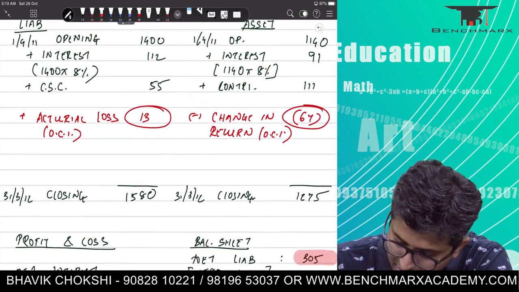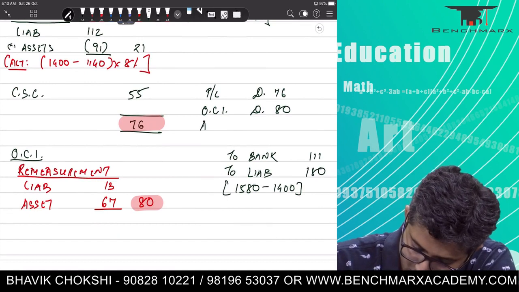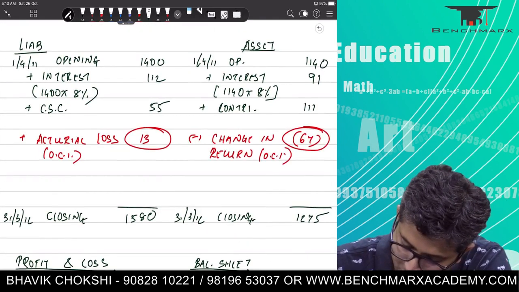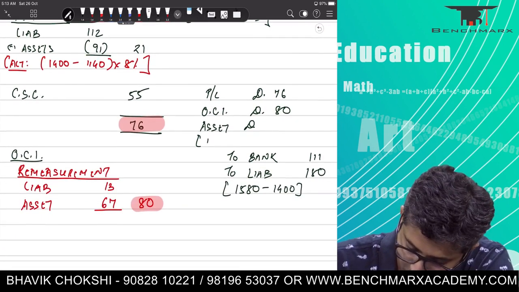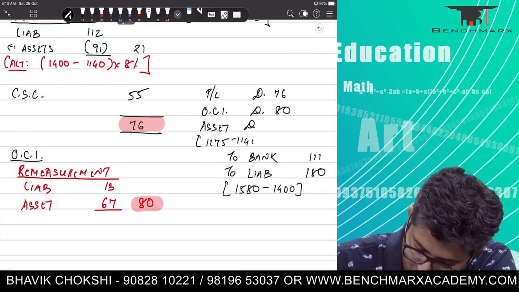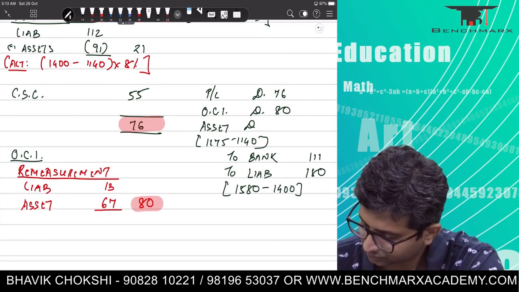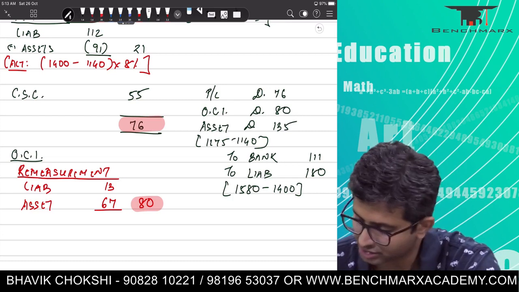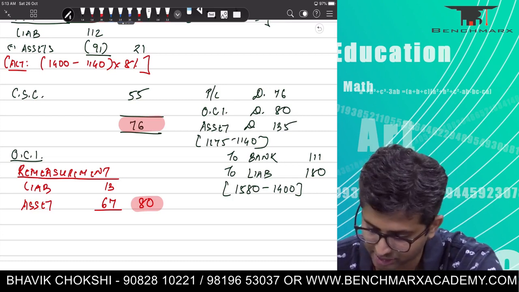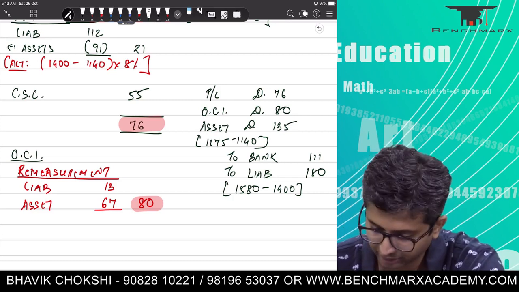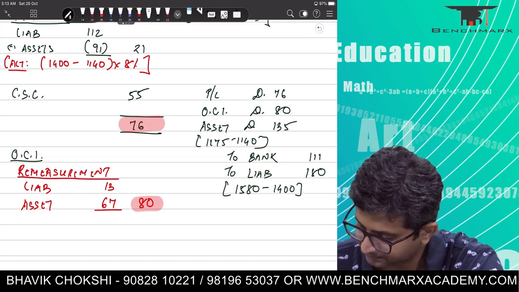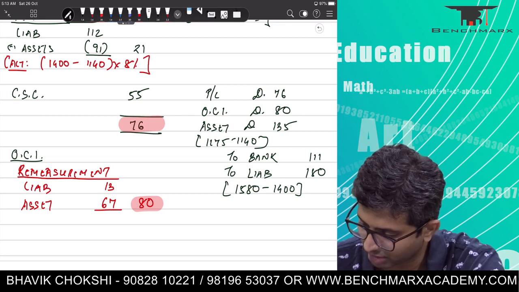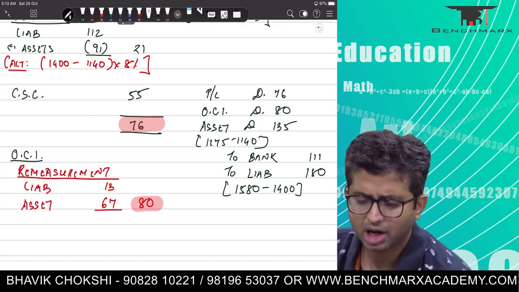And a plan asset increase also over here. A plan asset increase of 1275 minus 1140 comes to around 135. Let us see if the journal entry balances. That is 76 plus 80 plus 135. That's 291, and minus 111 minus 180. That's perfect. So this is your entry balancing.